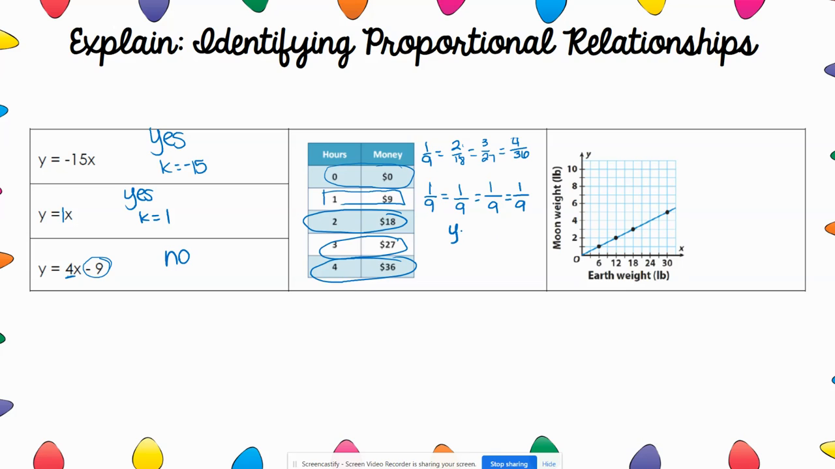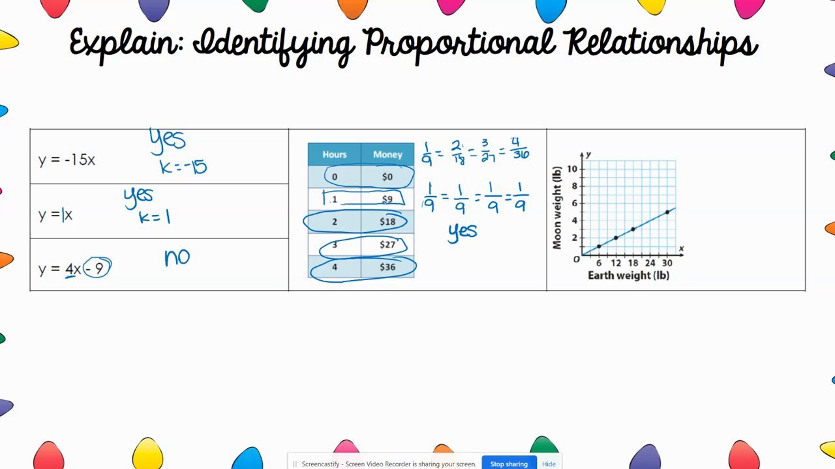So in this case, since all of these are congruent or equal, then yes, this is a proportional relationship. And the constant of proportionality is going to be this number that is being multiplied. Every time I would take this number, so over here, 1, and I would multiply by 9.